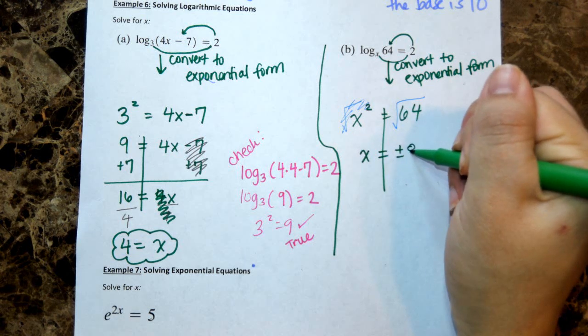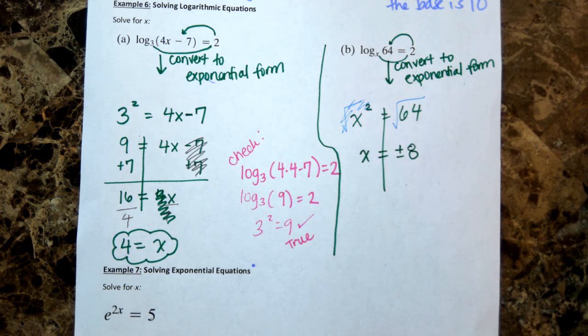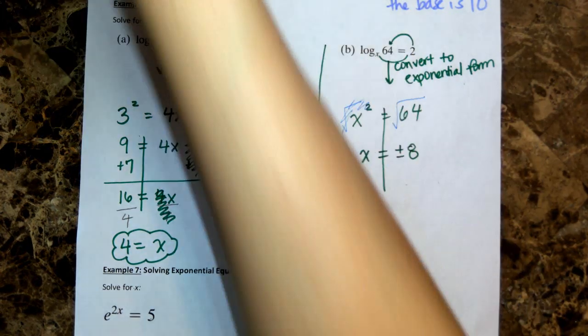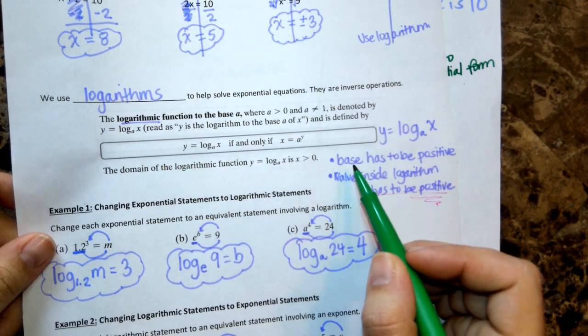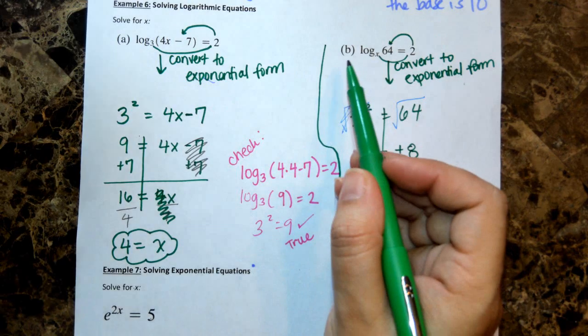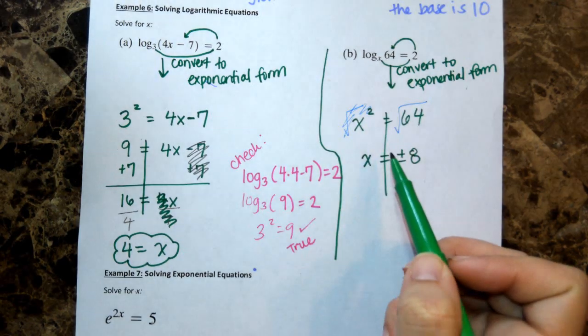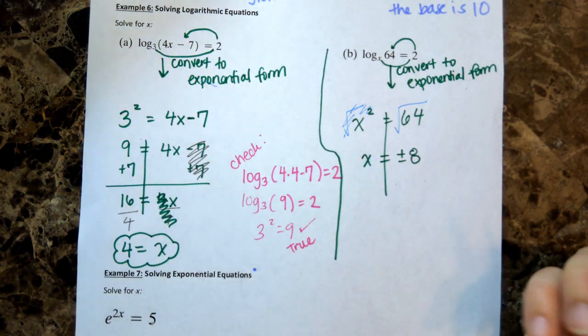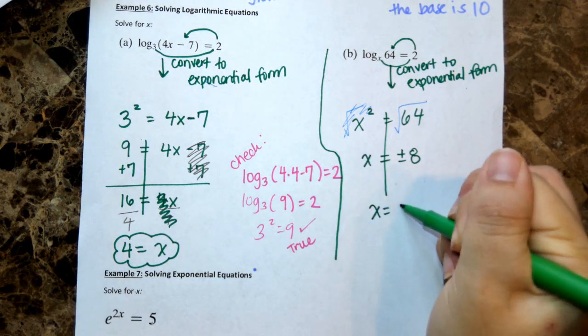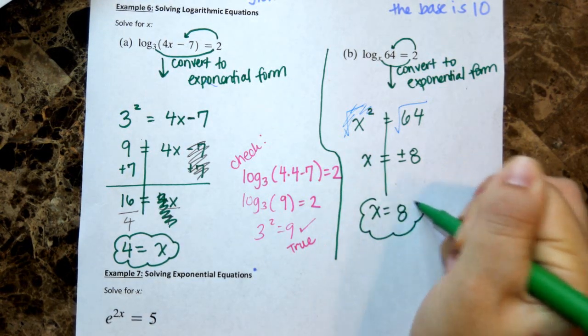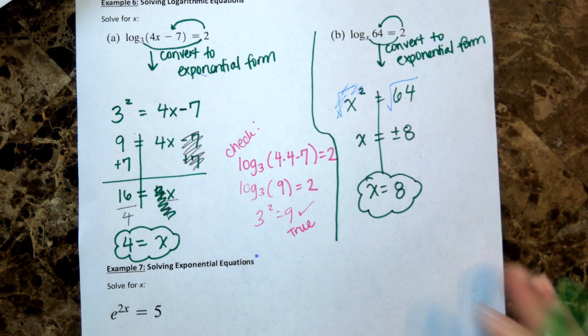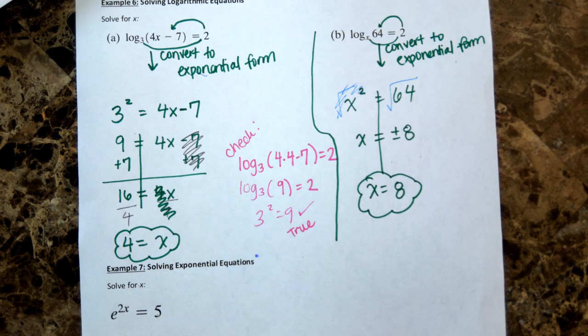minus 8. Anytime you take the square root, it's always technically positive or minus. So we have two answers, positive or negative 8. But remember that one rule that I said on the front, the base has to be positive. So x is the base, so we can't have it equaling negative 8. It can only be equal to positive 8. So really, we just have one answer, and that is 8, because it has to be a positive base.